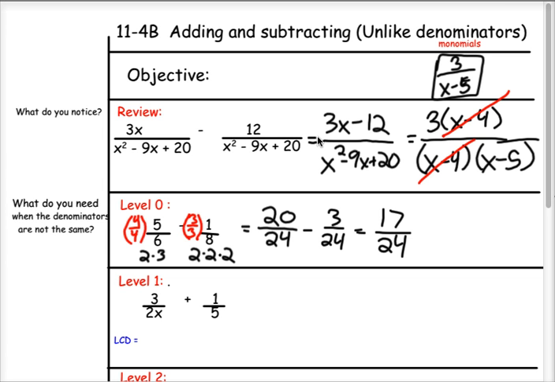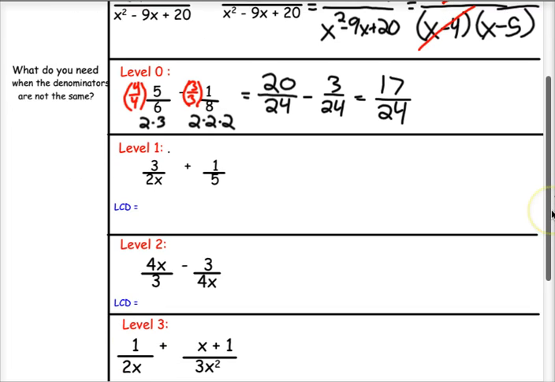All right, level 1, let's begin introducing some variables. So, level 1. So here, these break up relatively easily. So 2x is just 2 times x, and 5 is just 5. So this may seem a little bit silly to you in this case, but it's a good habit to get into because it'll help you later on when it comes to level 2 and level 3 problems.